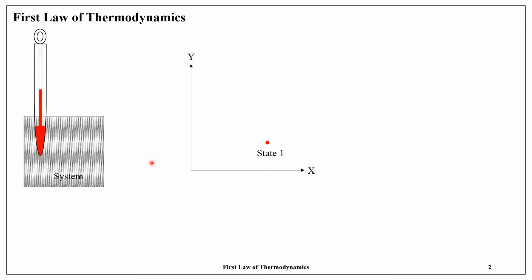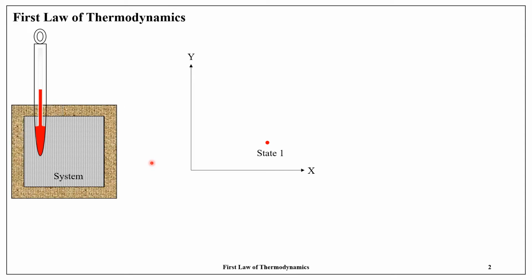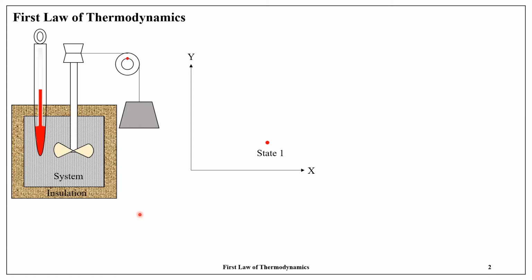Now, suppose we insulate the system, and introduce a paddle wheel arrangement. So this is what a paddle wheel arrangement is, and due to the lowering of weight, we are going to observe simultaneously what happens to this wheel, what happens to this thermometer reading, and what happens to this process.